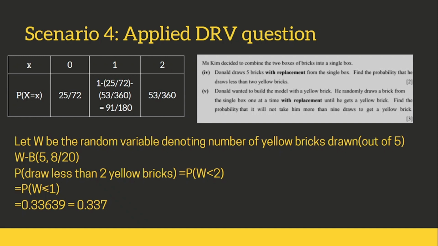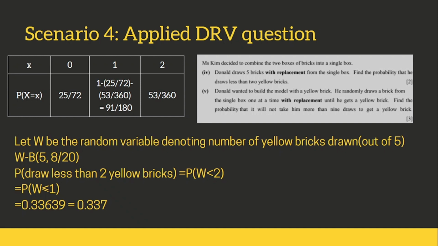We have 5 bricks and the probability we get a yellow is going to be 8 over 20. So the probability that he draws less than 2 is just going to be P(W ≤ 1), which in this case will be 0.336, which will round up to 0.337.